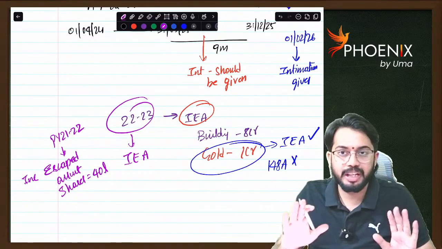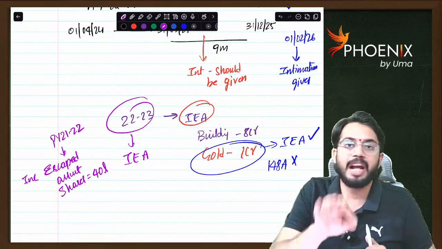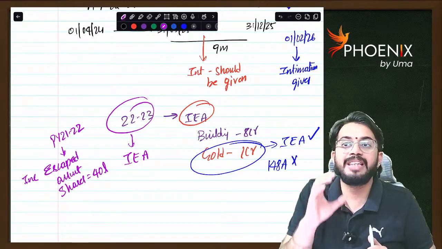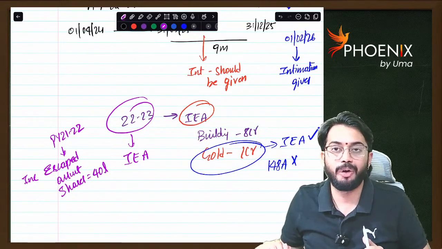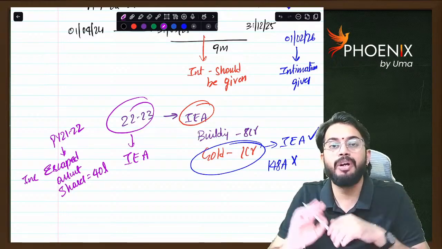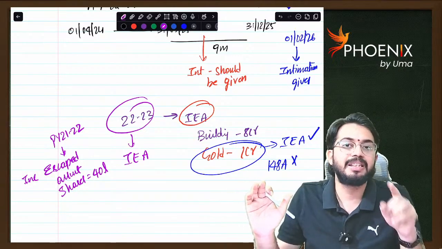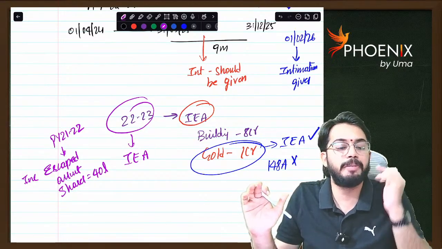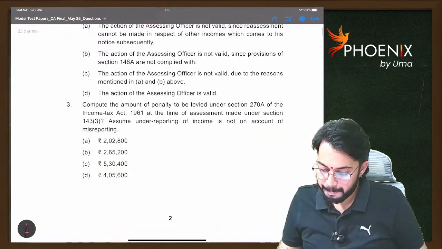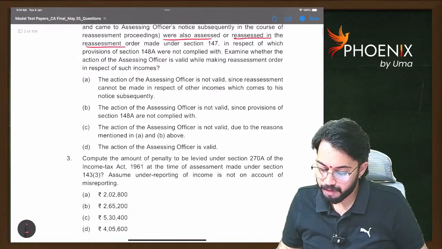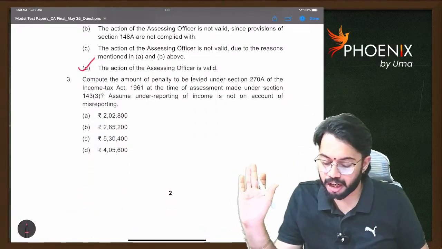So, the conclusion is, for the financial year for which income escaping assessment was done, if any new income comes which has escaped assessment, the 148A procedure is not required to be followed. If any new income is found which has escaped assessment and belongs to any earlier previous year, in that case the 148A procedure is required to be followed from the beginning. Okay. So the action taken by the assessing officer is valid. The 148A procedure is not required.